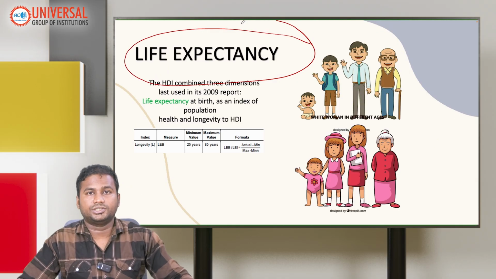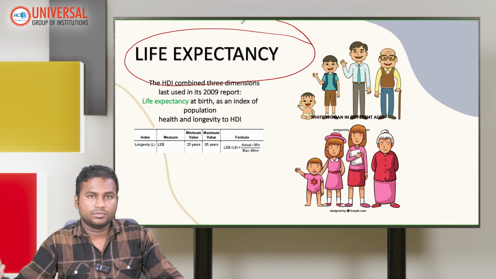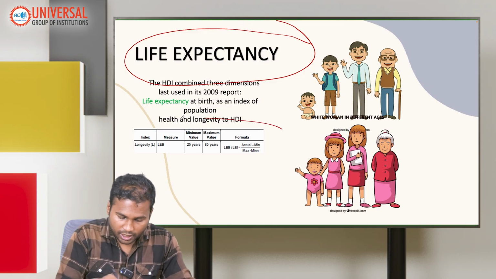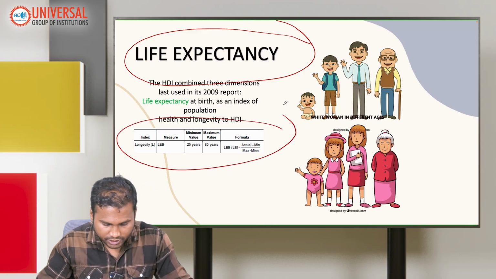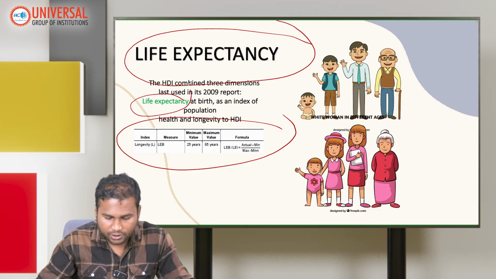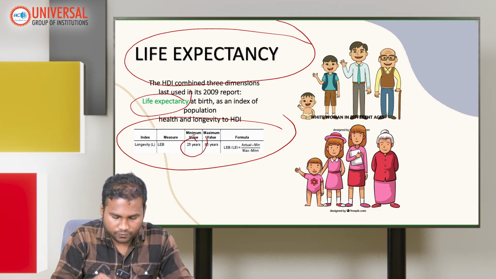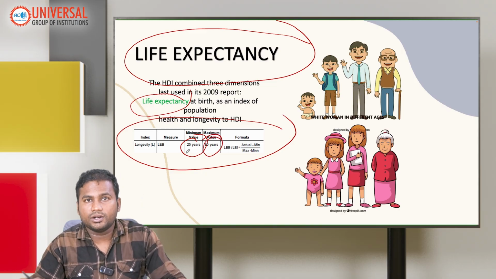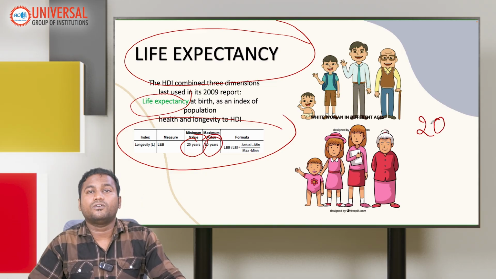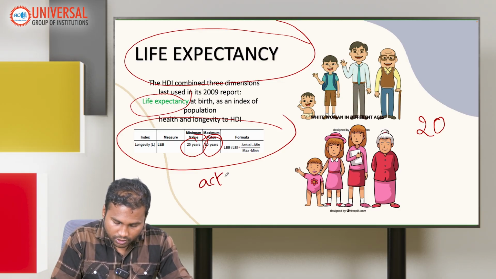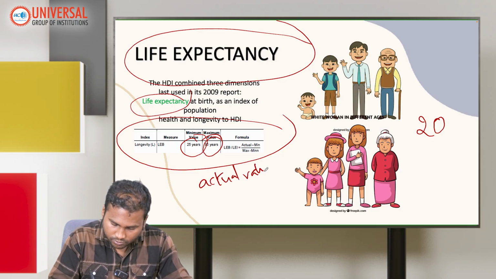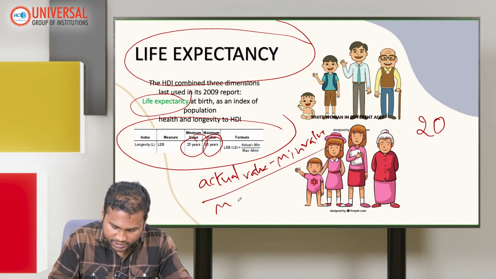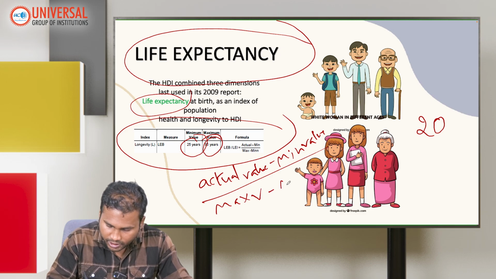Let's start with the first dimension, long and healthy life, which talks about longevity. There is a formula which I've pasted in this presentation. Per the 2009 report, the minimum value of life expectancy is 25 years and the maximum value is 85 years. But now the minimum value has reduced to 20 years. The formula is: actual value minus minimum value, divided by maximum value minus minimum value.